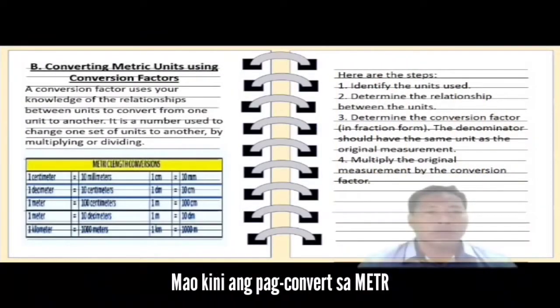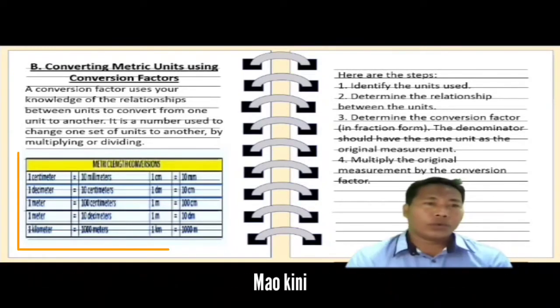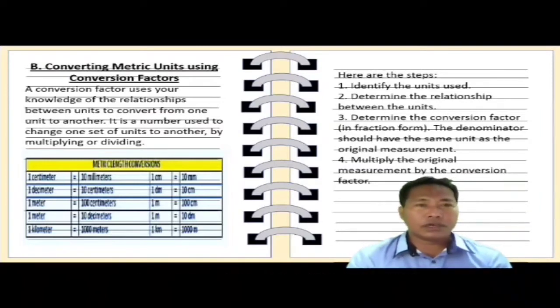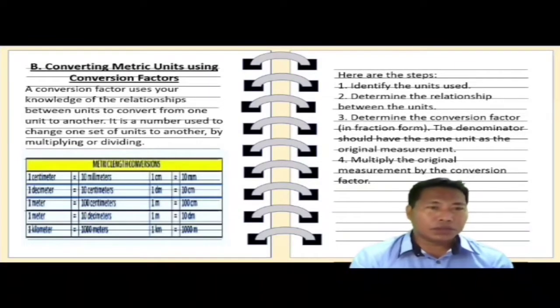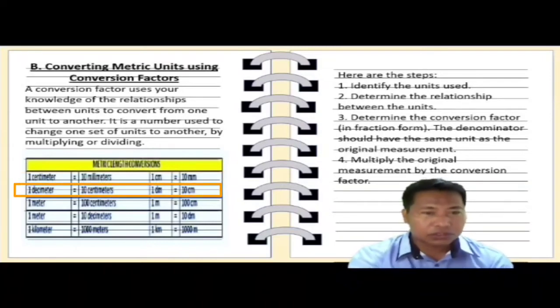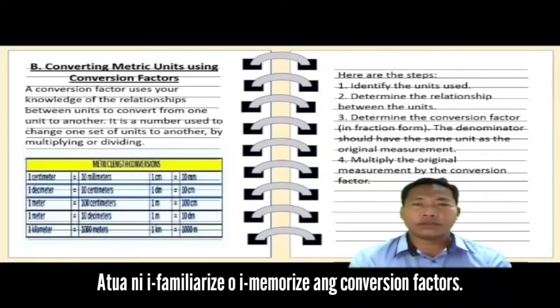Now we have here converting metric units using the conversion factors. We have here the table of conversion factors. Okay. We have 1 centimeter, 10 millimeters is equals to 1 decimeter is equals to 10 centimeters. 1 meter is equal to 100 centimeters. 1 meter, 10 decimeters. 1 kilometer, 1000 meters. So, we're going to memorize this one or familiarize the conversion factor.